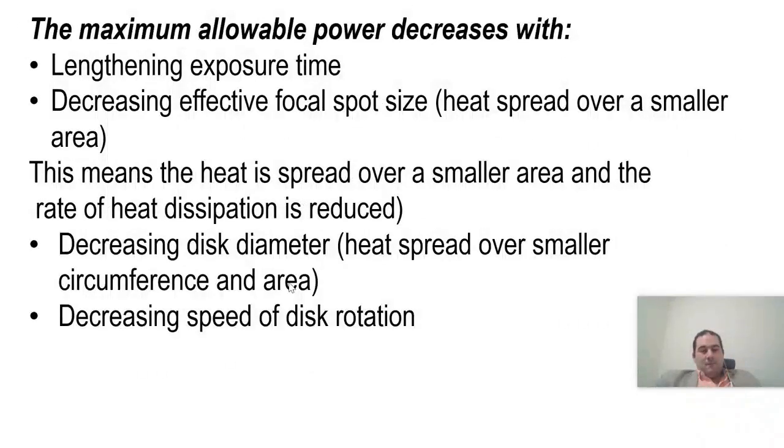Decreasing the actual focal spot size decreases the effective focal spot size. So what does this mean? It means that if you have a small actual size, it also indicates that the effective size is small. And if the actual focal spot size is the same, this means that the effective focal spot size is also the same.